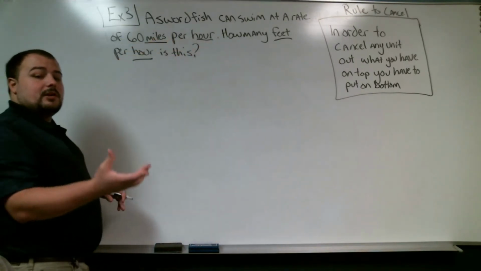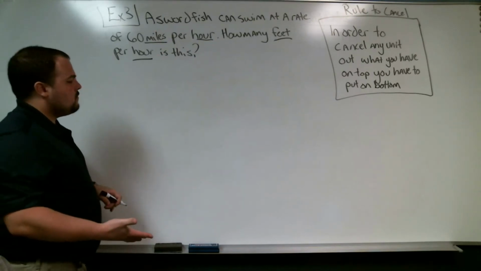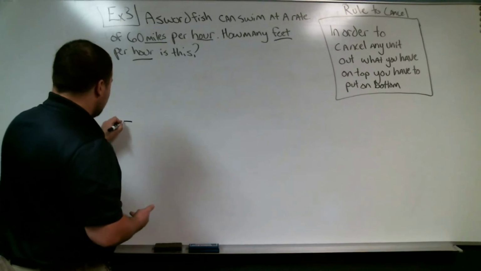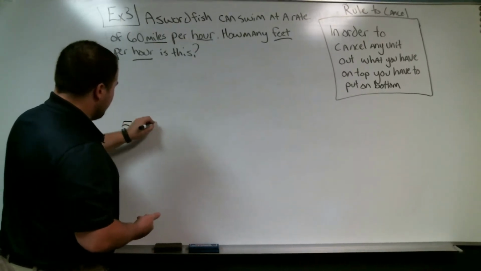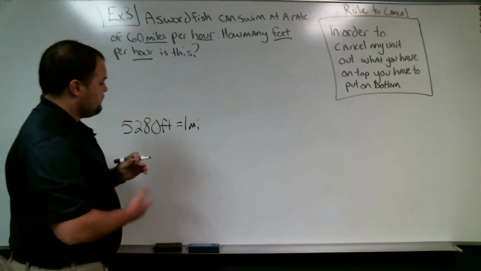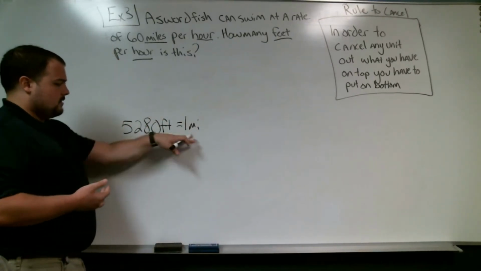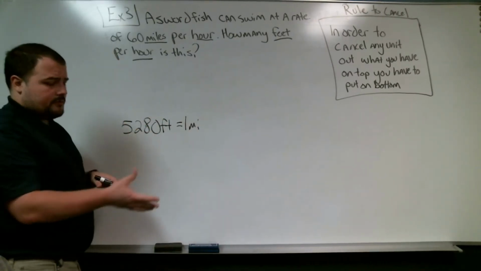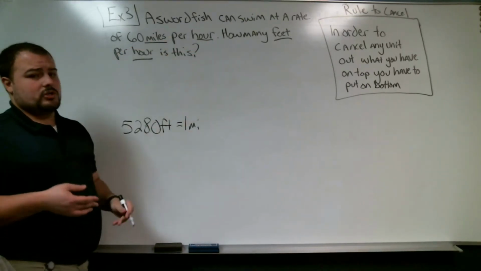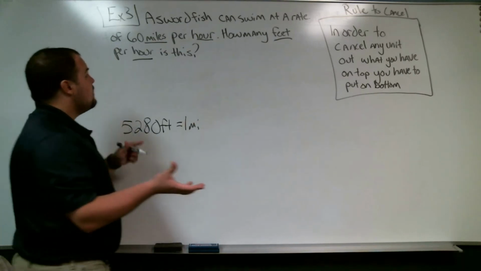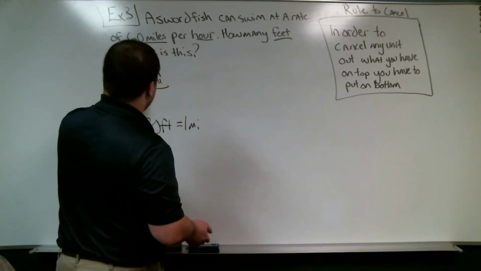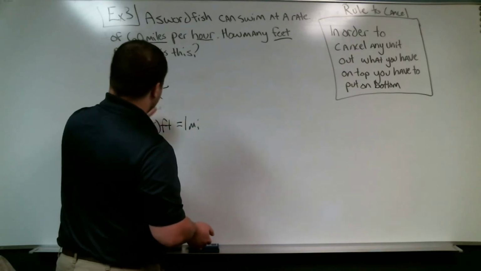So I need to know something about a mile and a foot. Well, I know, based on our units of measurement that we wrote at the very beginning, that 5,280 feet equals 1 mile. Okay, so this is a unit of measurement that I'm going to use to solve this problem. Before we do that, though, we have to actually write this information as a unit rate. So, 60 miles over 1 hour.